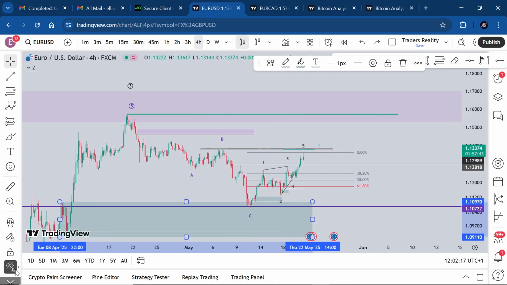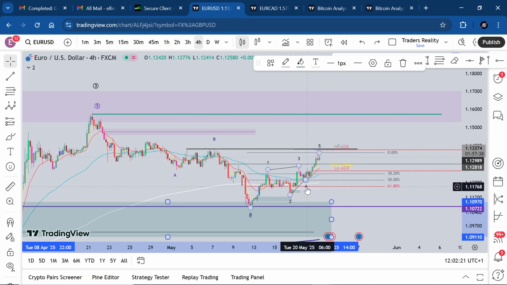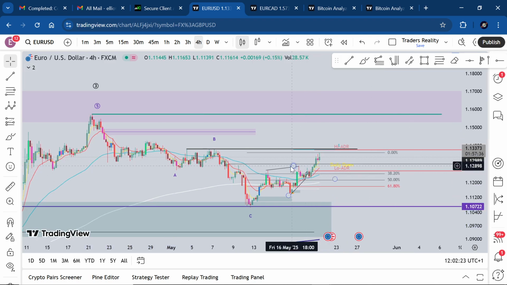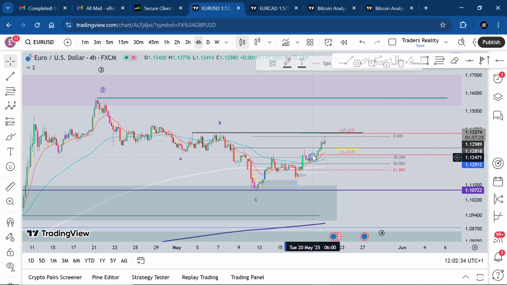Now let me just quickly have a look at the indicators. I'm going to remove some stuff from the chart because we don't need to have them on the chart. We know what we're looking at. It's that one-to-one and equal highs here that are important right now.